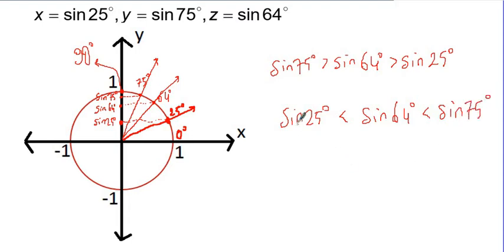Okay, so what is sine of 25? Sine of 25 is x. Sine of 64 is z. So x is smaller than z, and z is smaller than sine of 75, which is y. So this is the order: x is smaller than z, which is smaller than y.